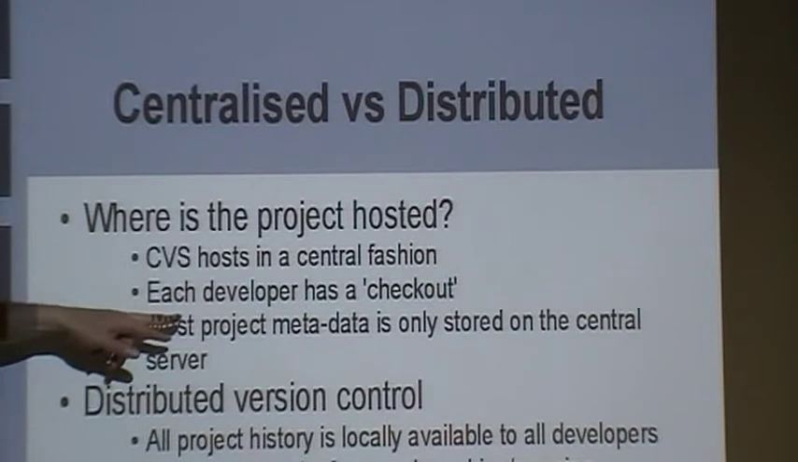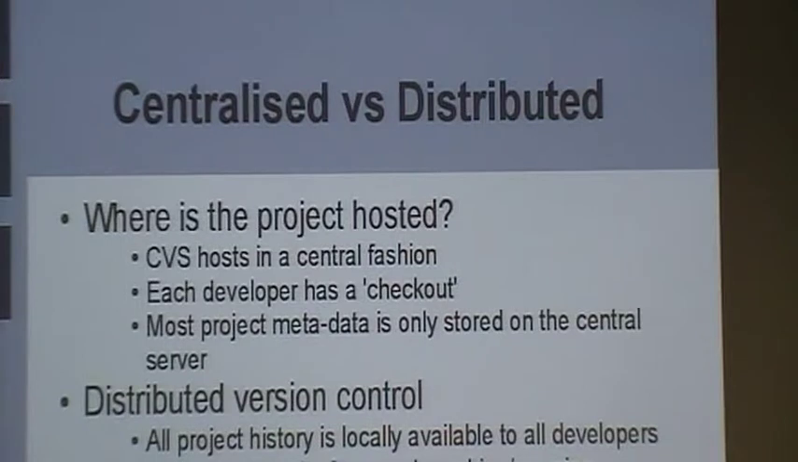Each developer has a checkout, but each developer doesn't have the history, right? So the central repository holds the full history and interactions between project developers. The individual developers, whenever they want to ask something about history, about who wrote that line of code, what happened here, what changes have been made, they have to communicate with the central server, which means you have to be on the internet pretty much full time when doing development. Most of the project metadata is stored only on that central server.